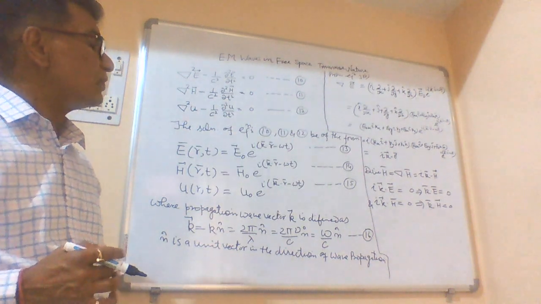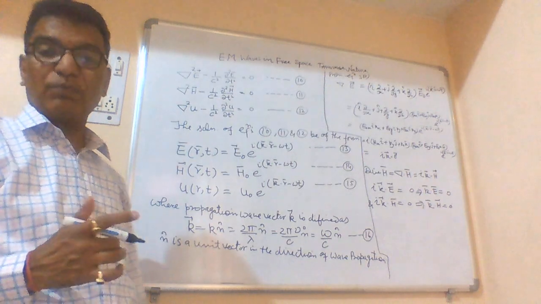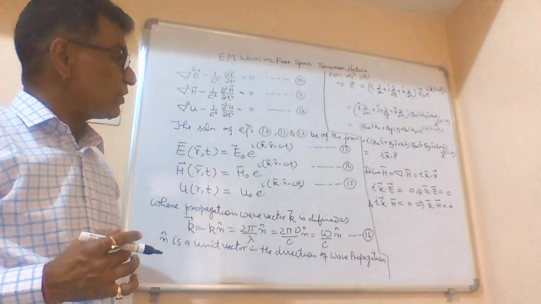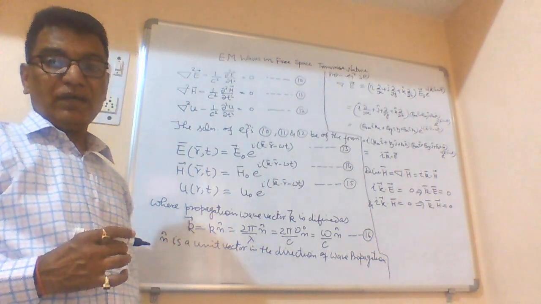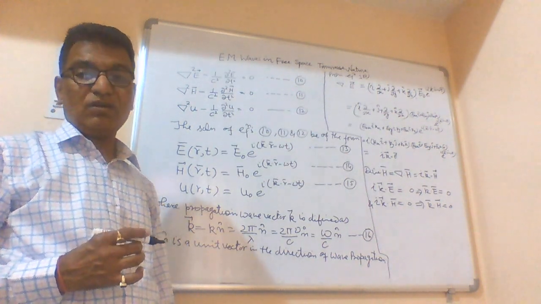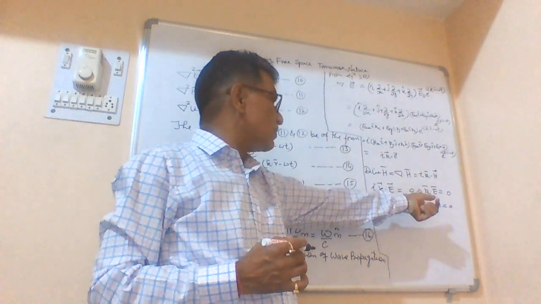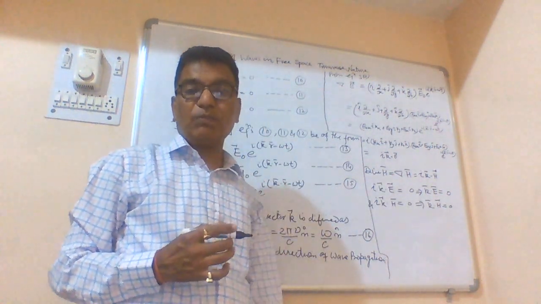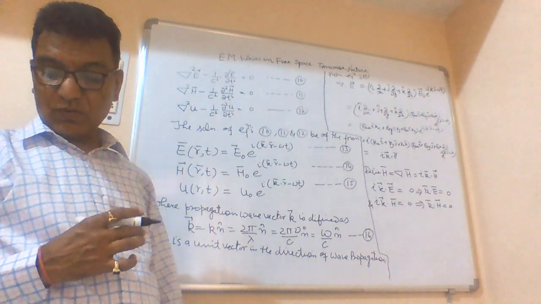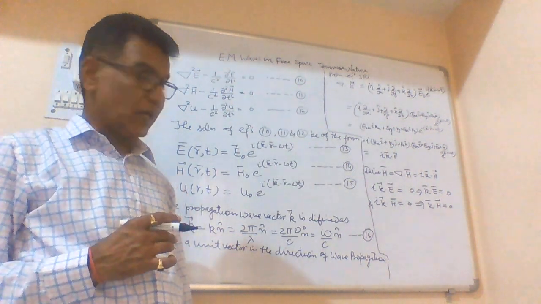k dot E is equal to 0 means the electric field is perpendicular to the direction of propagation k, and H is also perpendicular to k. It means that the nature of the electromagnetic waves is transverse. This shows that E and H are perpendicular to the direction of propagation k. So electromagnetic fields are transverse in character.